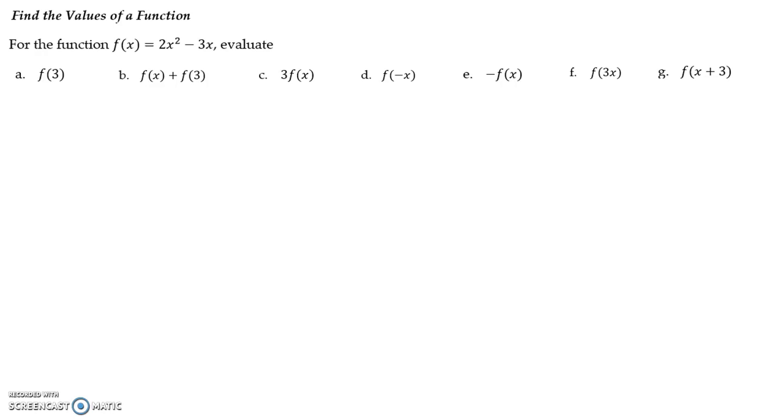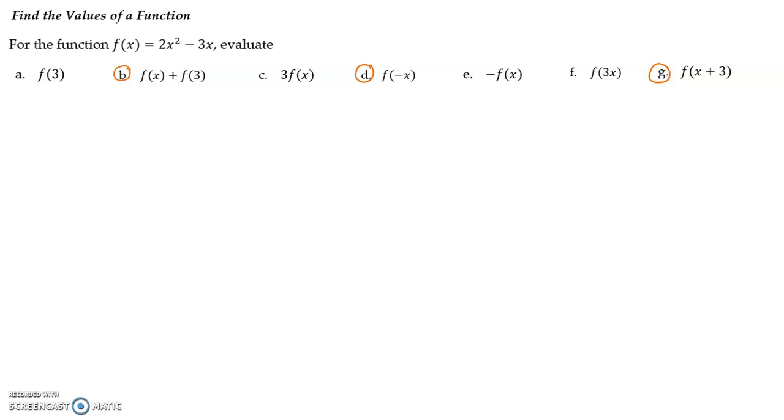In this example, we're going to be finding the values of a function. And the function we're going to be working with is f of x equals 2x squared minus 3x. And then we're given some options where we want to evaluate these functions. So let's go ahead and pick a couple of these. We're not going to do all of them, but let's go ahead and do part B, part D, and we'll take a look at this last one, part G.